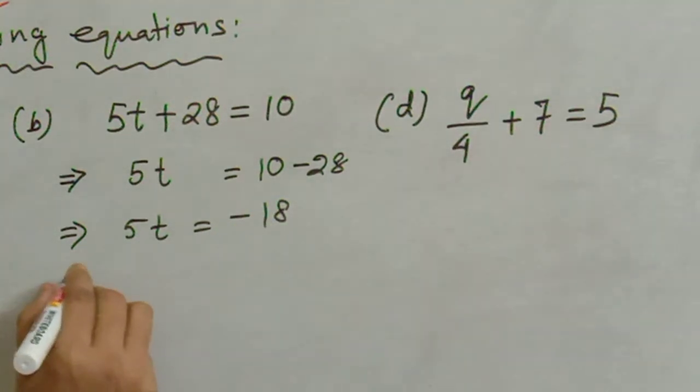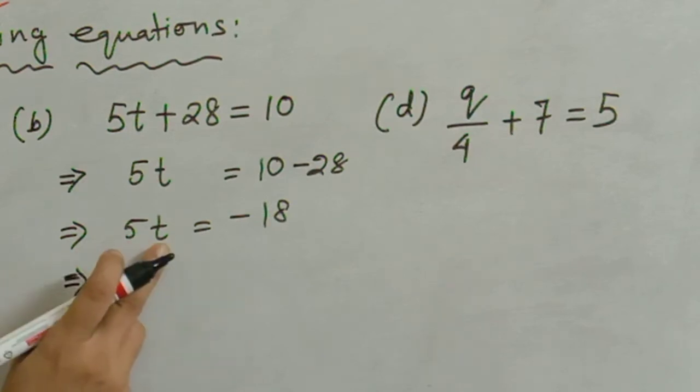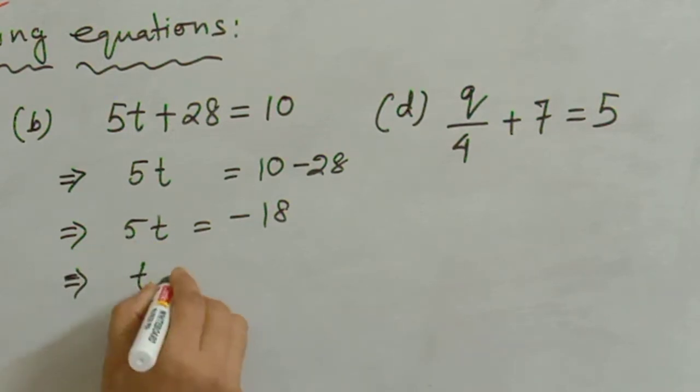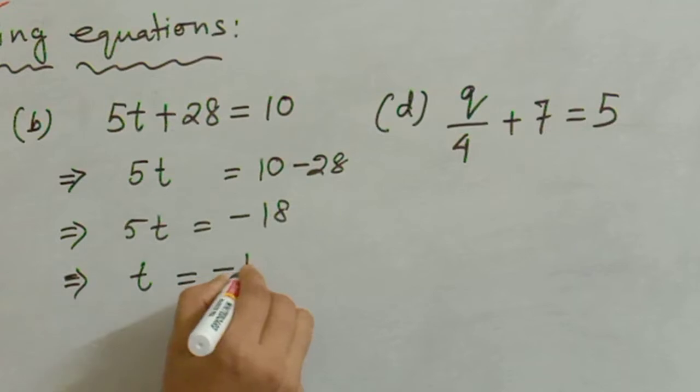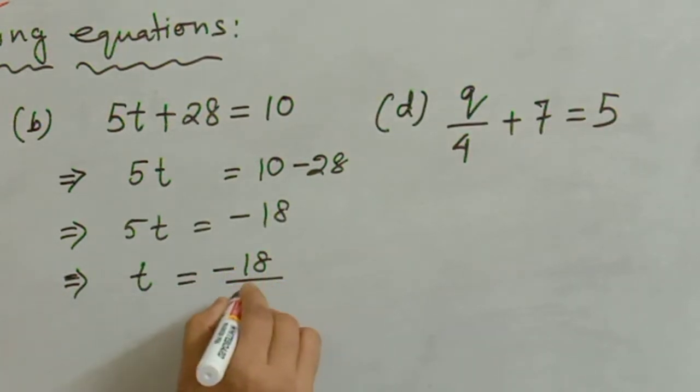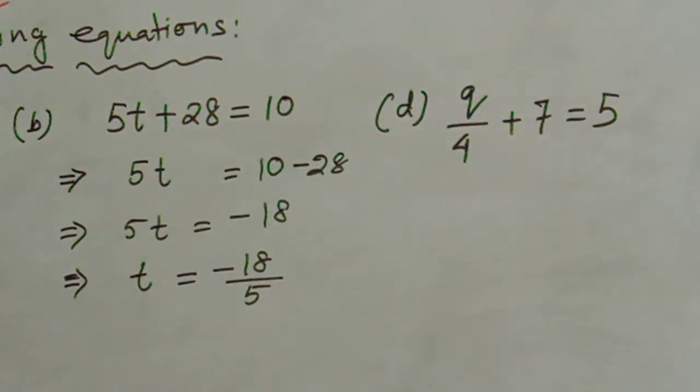Therefore t is equal to, again 5 into t. So 5 will go in the denominator for dividing minus 18. So minus 18 by 5.